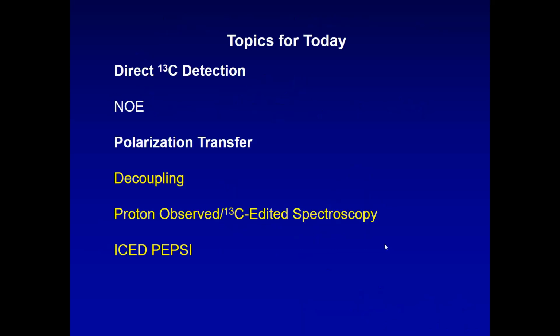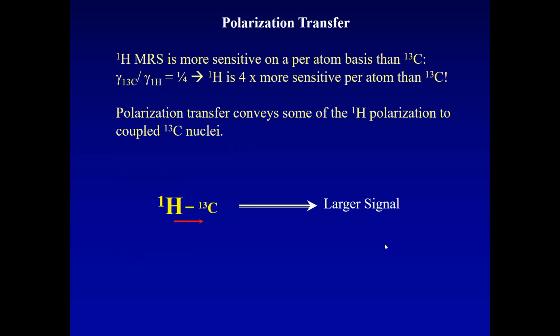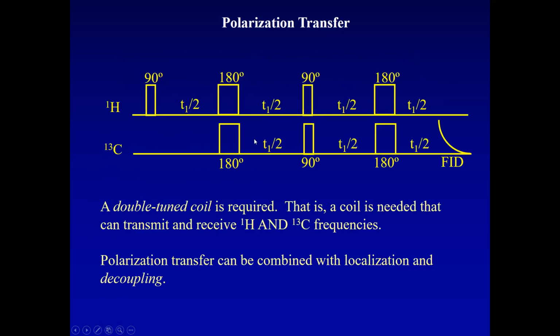Another approach is the polarization transfer. Again, we are observing carbon-13, but we are exploiting the higher polarization, the higher net magnetization that is present in protons to boost the sensitivity of our carbon-13 measurements. As discussed a moment ago, proton spectroscopy is more sensitive per atom than carbon-13. And polarization transfer allows us to move some of the proton polarization to the coupled C13 nuclei. Now at the moment this sounds like the NOE that we just went over, but it's a different procedure.